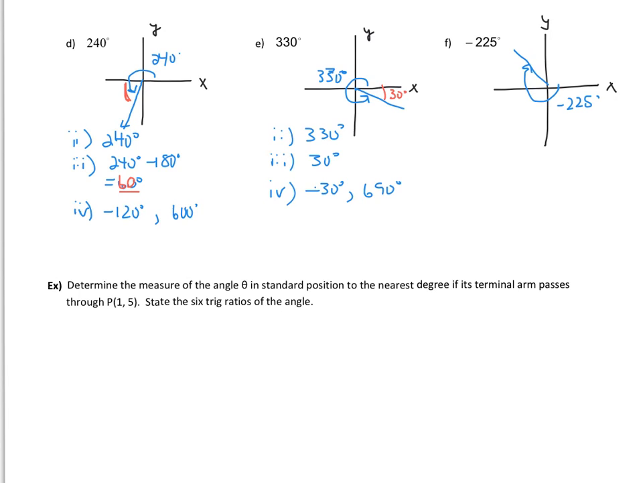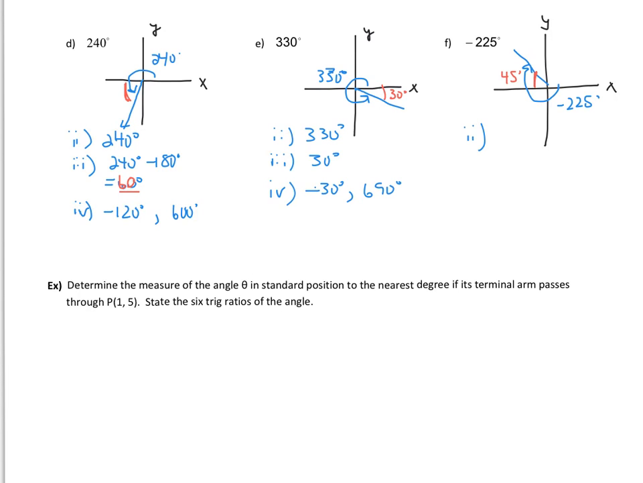My related acute angle helped me to draw it. That's that 45-degree angle in here. It's the angle that the terminal arm makes with the x-axis. So we've got our principal angle that we've got to figure out yet. The negative 225 does not fit between 0 and 360.